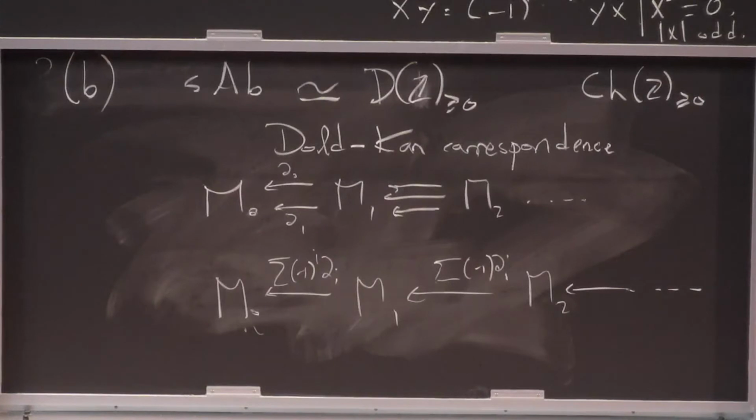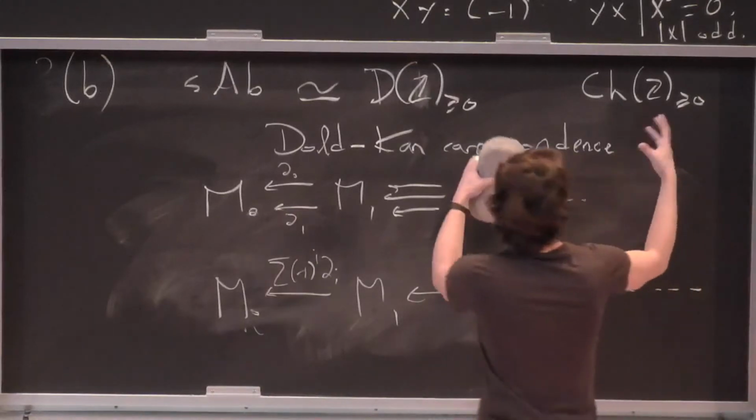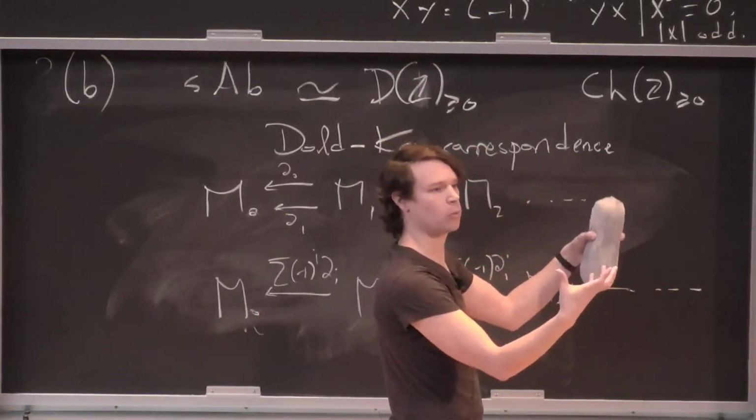Does that answer your question? My real question was, can you recover the weak equivalences as quasi-isomorphisms? Oh, sure, you can as well, yes. Yeah, exactly. So under that equivalence, they're really also equivalent as homotopy theories.